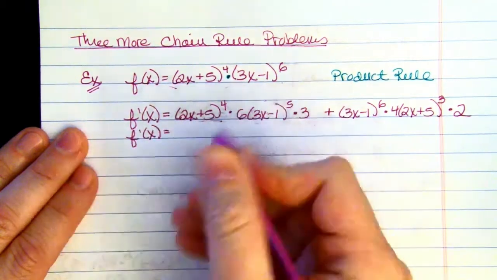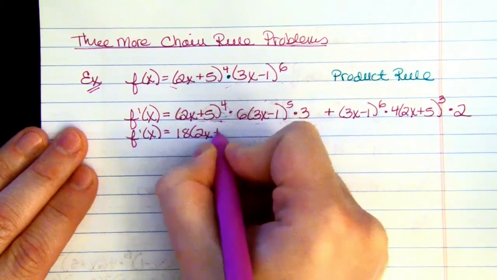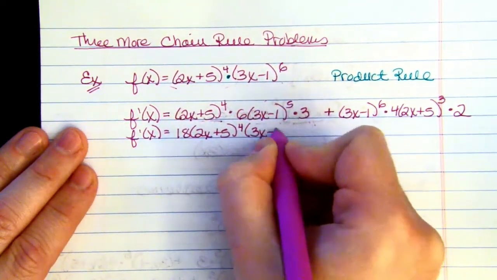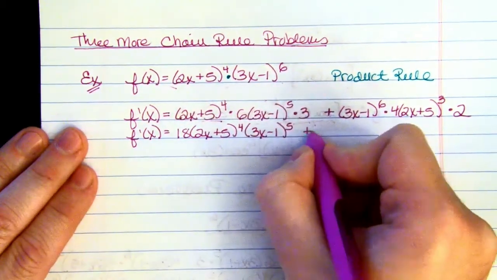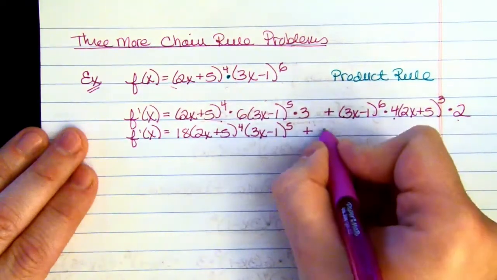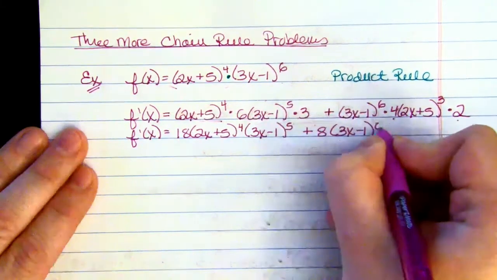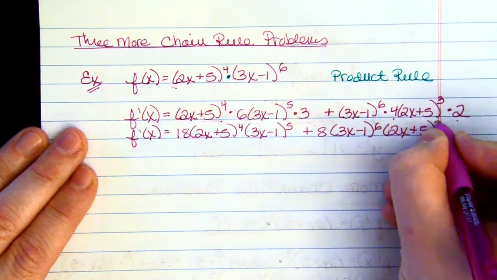F prime of x is going to equal 18 times (2x plus 5) to the 4th times (3x minus 1) to the 5th. Over here, I'm going to get 4 times 2, that's 8, so 8 times (3x minus 1) to the 6th times (2x plus 5) to the 3rd.